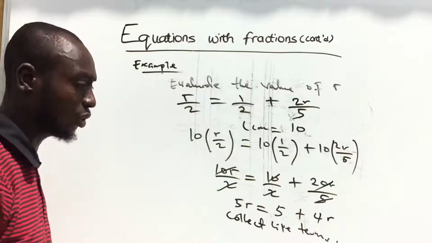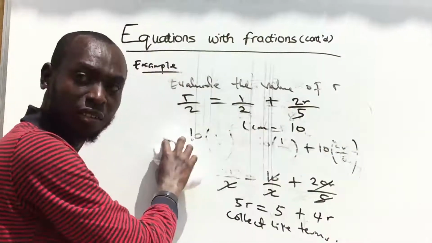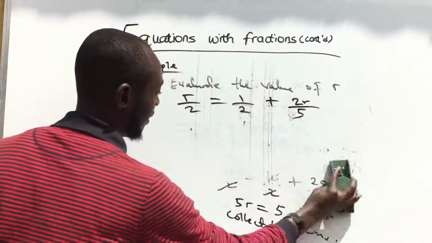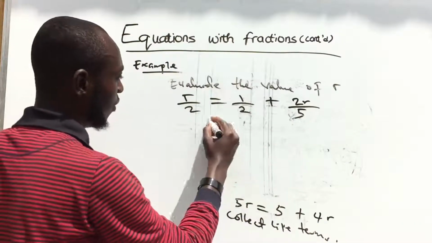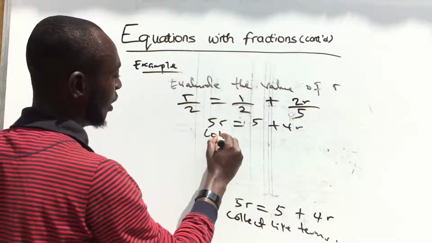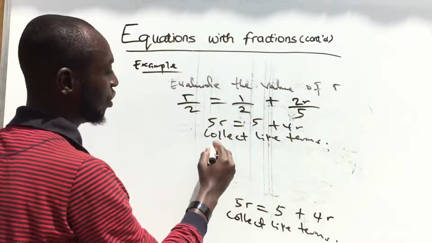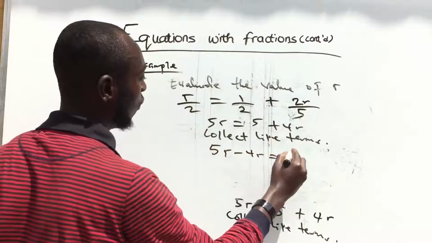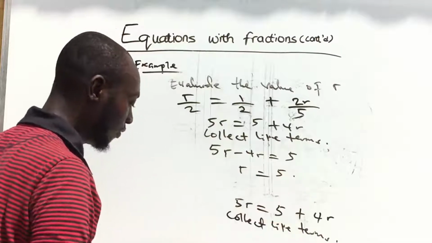So let me clean the board. I'm going to write it up here. So this is going to give us 5r equals 5 plus 4r. So collecting like terms now, this is going to give us 5r, this one going here, minus 4r equals 5. So 5r minus 4r gives us r equals 5.